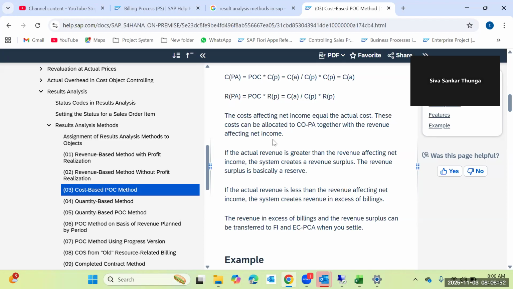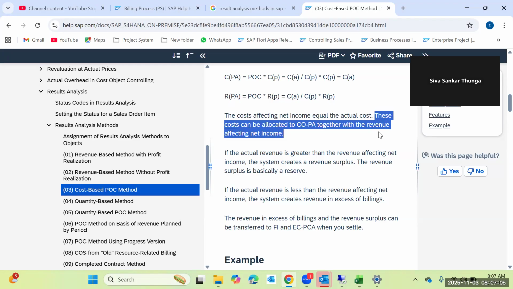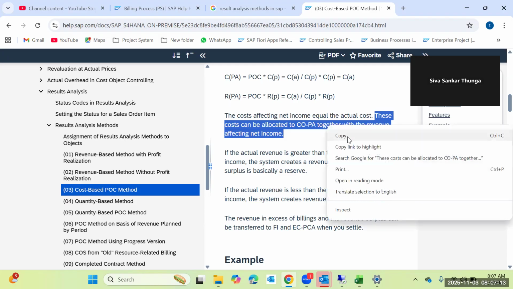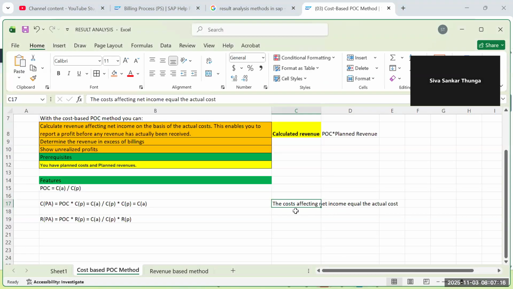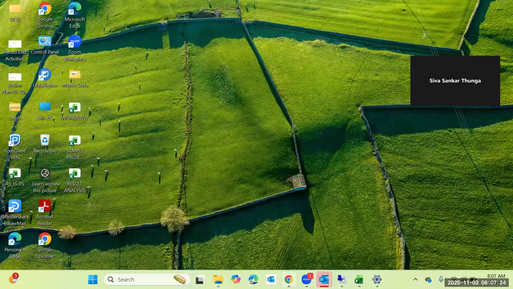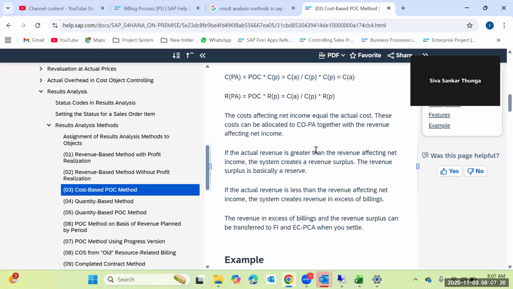If the actual cost can be allocated to COPA together with the revenue affecting net income, that means along with the revenue affecting net income, the cost can also be moved to COPA. These costs can be allocated to COPA along with the revenue affecting net income. So we are moving this data to COPA. Actual cost we are moving to COPA simply. If actual revenue is greater than the revenue affecting net income, the system creates a revenue surplus.